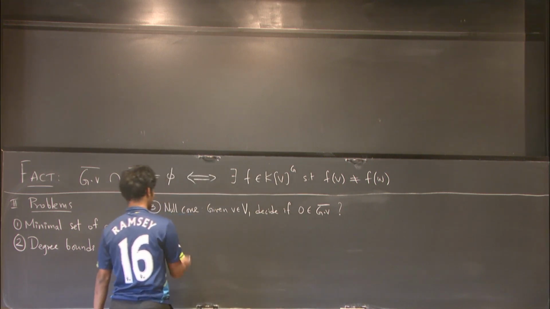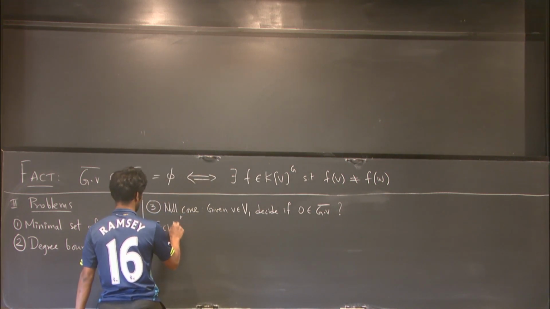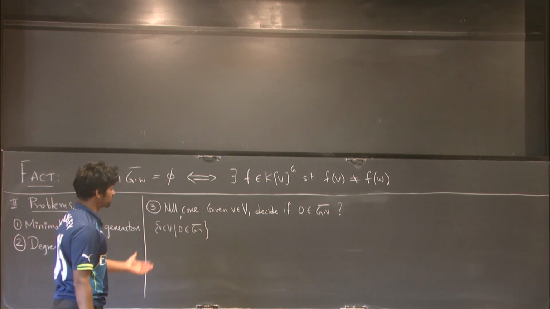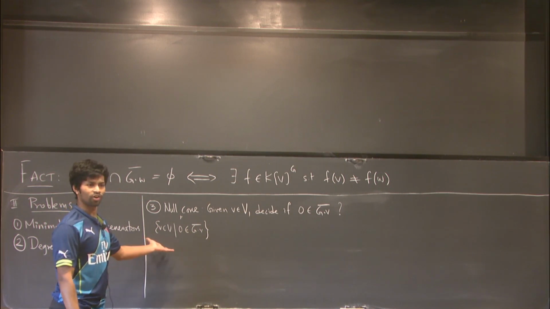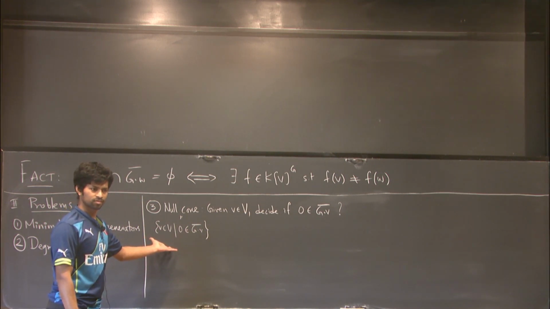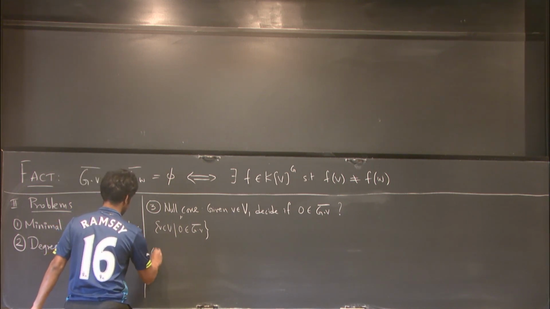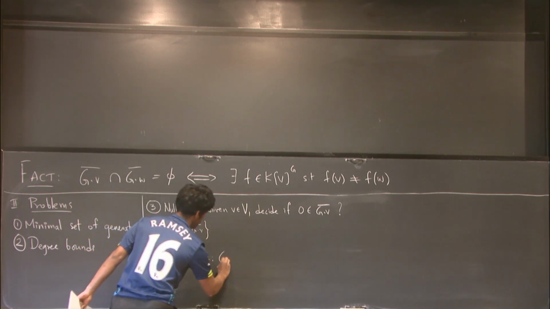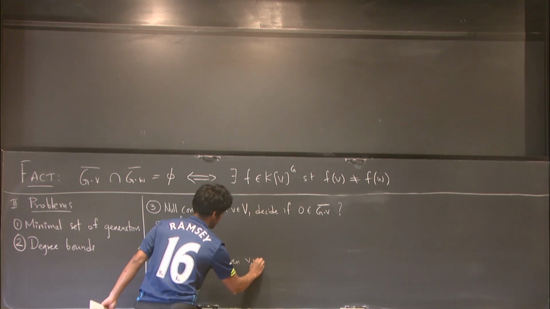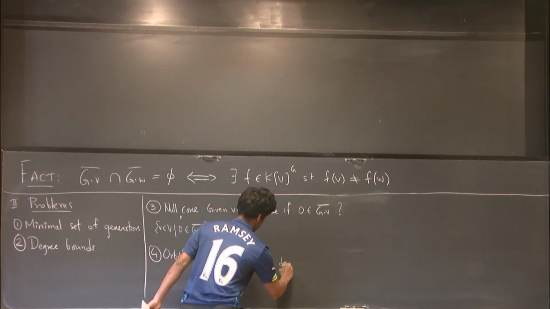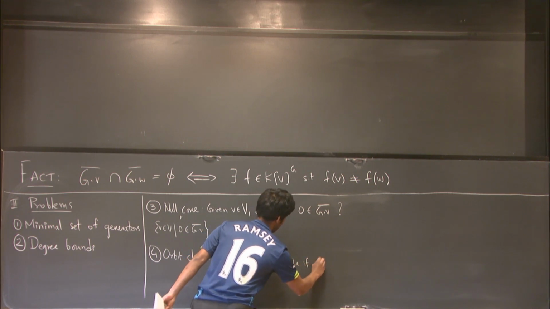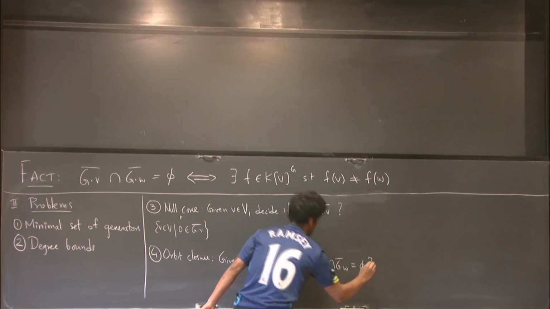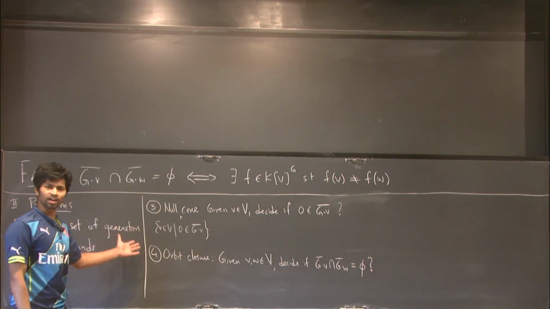Okay, why is it called the null cone problem? Well, this is the set of points such that 0 is in the orbit closure. So this is sort of saying, given some point, can you tell me whether it is in the null cone or not? Okay, this is a special case of the more general problem, which is called orbit closure, in which you're given 2 points and you have to decide if their orbit closures intersect. Okay, and both of these problems are algorithmic in nature.